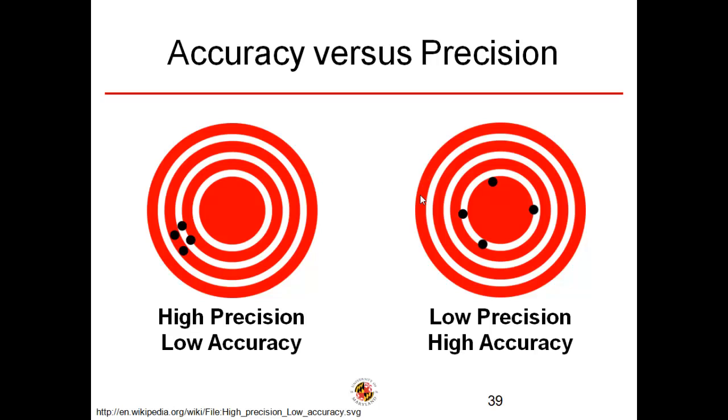And then low precision and high accuracy. So low precision means I can't group them very tightly, but if you look at all those holes on the right, the average of those is the bullseye. So on average, I was exactly correct. But there's a cost to a lack of precision, right? Lack of precision actually has a cost.